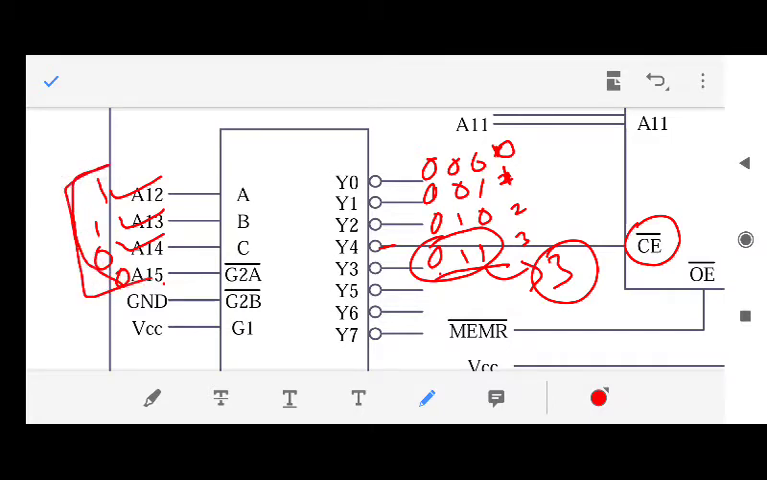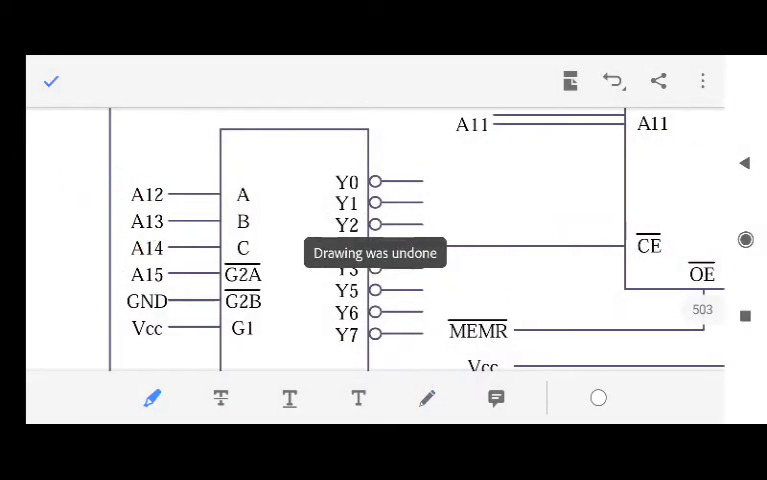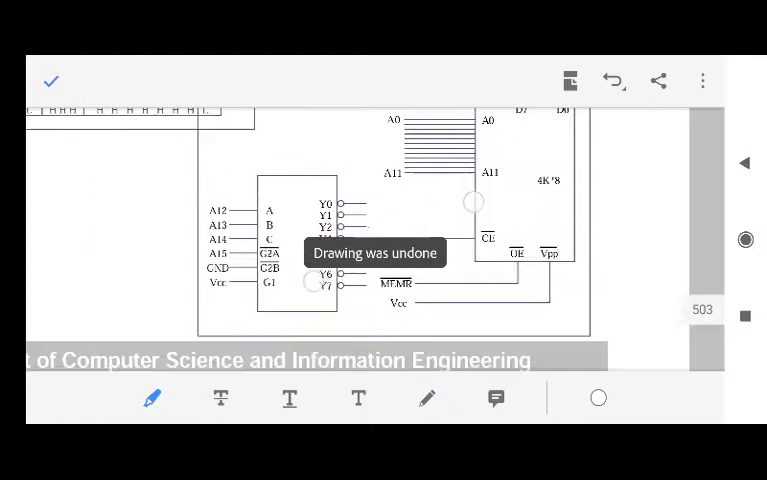These should always be 0 0 1 1, and the rest of the address pins can be anything to select the bytes inside this memory. But only these pins should be 0 0 and 1 1, so that this signal could be selected. Did you understand this? I think this is now clear to you. Fine. Now let us move forward.